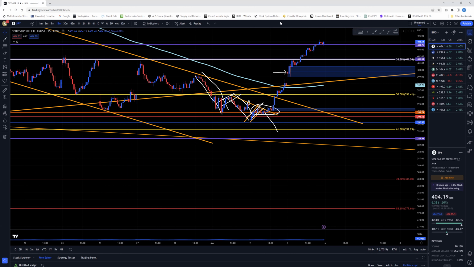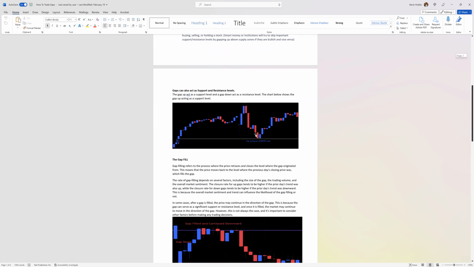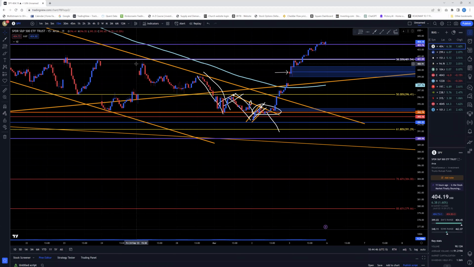Like if I go back to the document, you'll see that sometimes these gaps can work as key areas of support and resistance. So we see this. Here, the gap closed here, but it worked as a support. It gapped up back here. And then when it came back, that gap works as a support. Same thing here. This gap here acted as a resistance here. Close this gap, and then from here, it resisted.